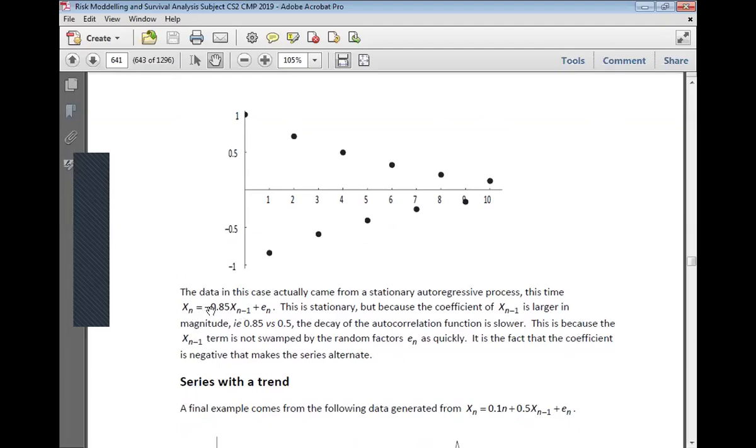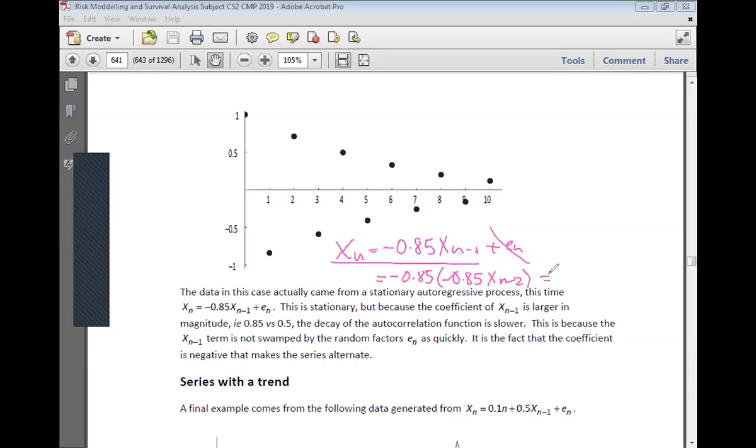So we know that it's alternating. Why? Because what we have is a negative coefficient for xn minus 1 here. So let's say I have my xn, we'll take the same example of minus 0.85 xn minus 1 plus an. Forget about that for a while, and let's just assume that this is the case. What I can do next is, minus 0.85, and I can again substitute for xn minus 1, minus 0.85 xn minus 2, right? And that will just give me 0.85 square xn minus 2.